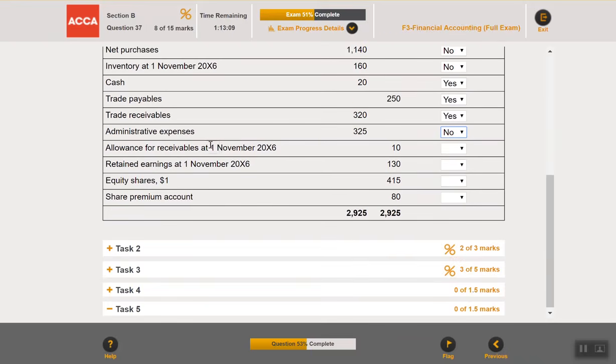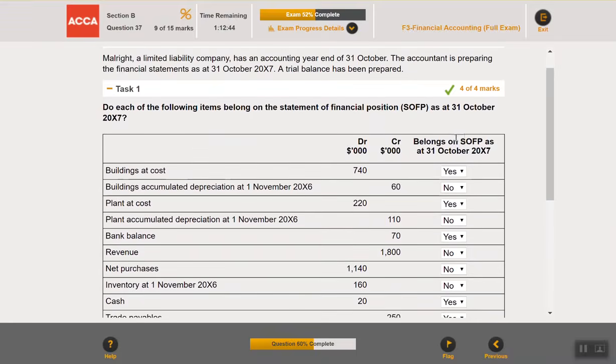Allowance for receivable at 1st November. Remember, this is also opening allowance. Only closing allowance will feature. So no. Retained earnings at 1st November. Again, retained earnings opening. Opening doesn't feature. Equity shares, yes. Share premium, yes. So we have answered this section as well.